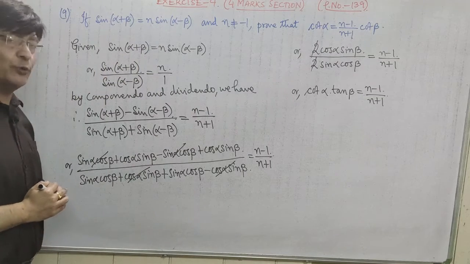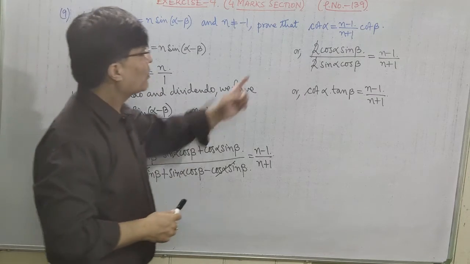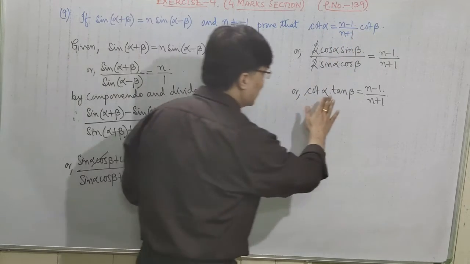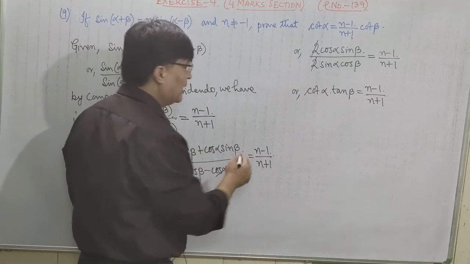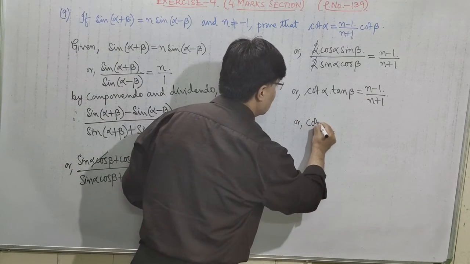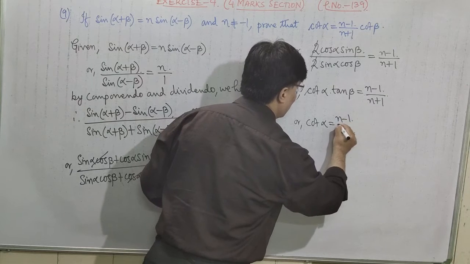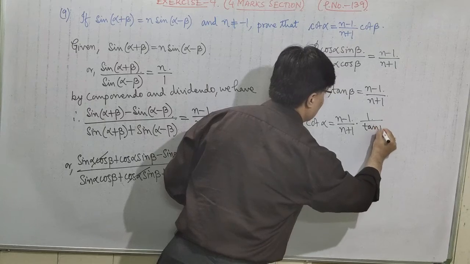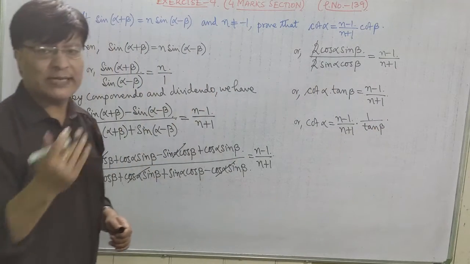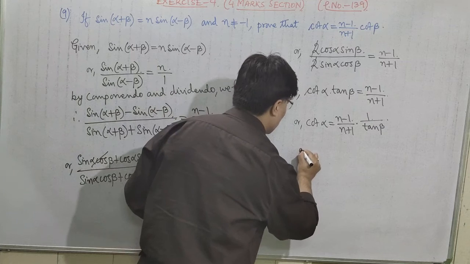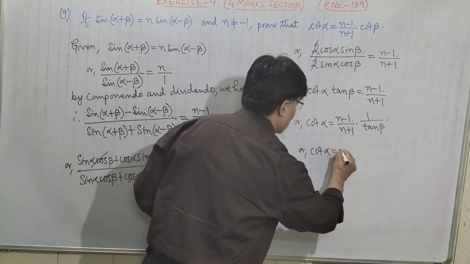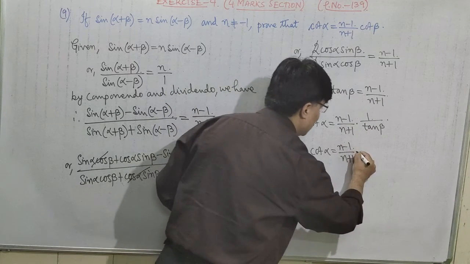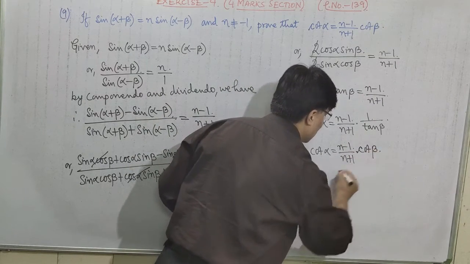But it is not proved. We have to prove cot alpha is equal to n minus 1 upon n plus 1 into cot beta. So let us take this tan beta to the right hand side. Now this is cot alpha is equal to n minus 1 upon n plus 1 into 1 upon, this is tan beta. So what is 1 by tan beta? You know that this is cot beta. So this is your cot alpha is equal to n minus 1 upon n plus 1 into, what is 1 by tan beta? It is cot beta.